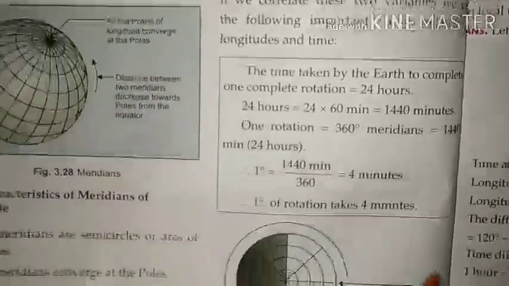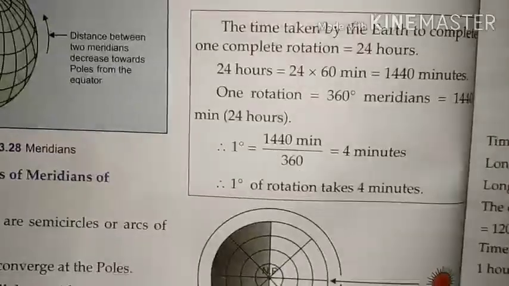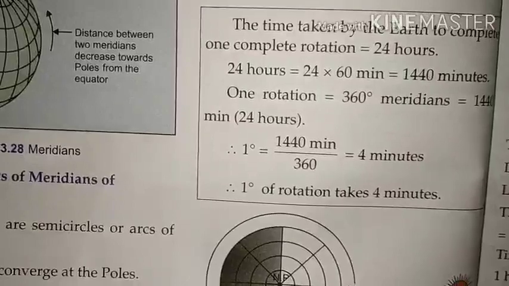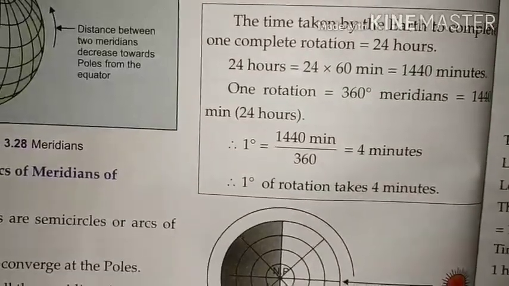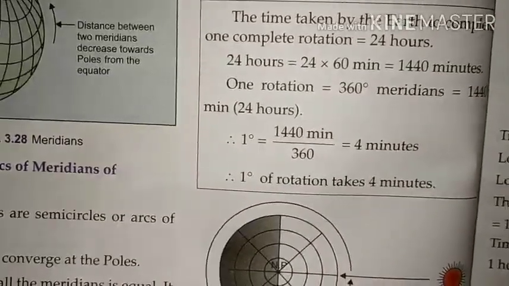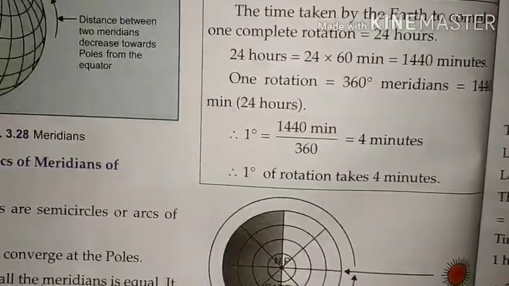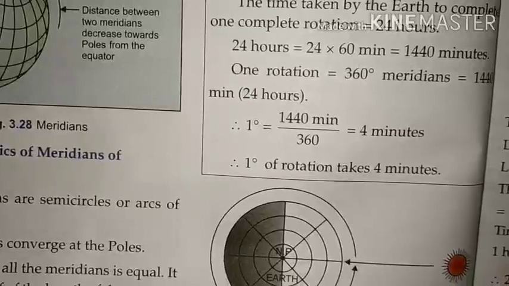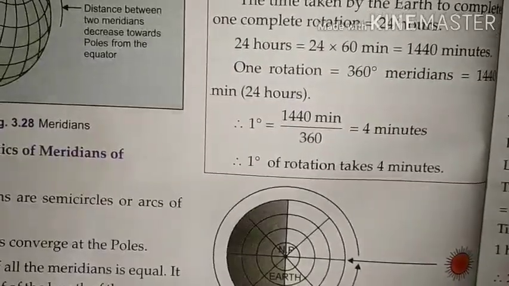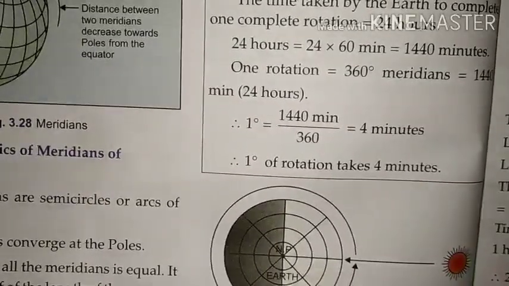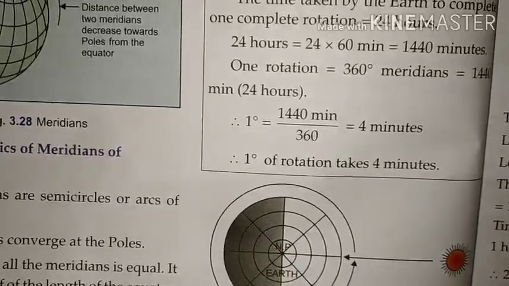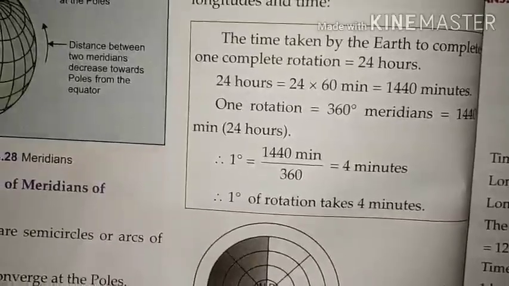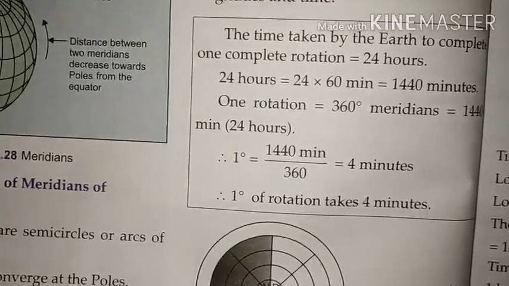So here we have calculated that the time taken by the earth to complete one rotation is 24 hours. So 24 hours means 24 into 60 minutes, that is a total of 1440 minutes. So one rotation equals 360 meridians, so 1 degree equals 1440 divided by 360, so it comes to 4 minutes. What is the meaning of it? It means that the sun takes 4 minutes to move from one meridian to another.